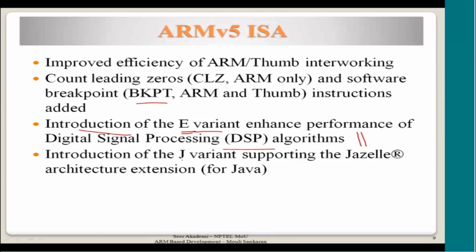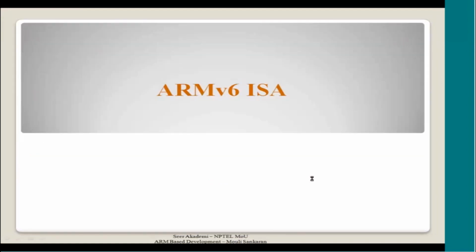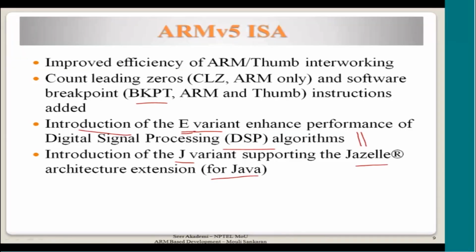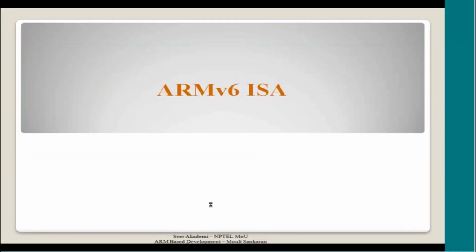The J variant is for Java. Java architecture extension is there, so bytecode execution is done there. So that is all about V5 from 7TDMI. These are the enhancements in the next ISA which came up. DSP has come, Java support has come, and then a few instructions, and the interworking has been improved.